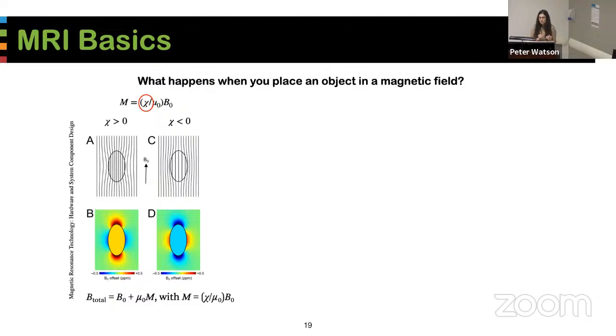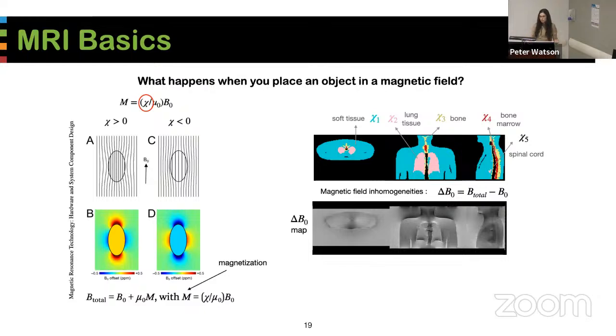But at the boundary between the object and the surrounding medium, which has its own magnetic susceptibility, there's a strong spatially varying magnetic field. So the magnetic field is inhomogeneous at the boundary between the two objects. This is something that happens in the human body when you put it inside a scanner. The human body is composed of various tissues. Each one of these tissues has its own magnetic susceptibility.